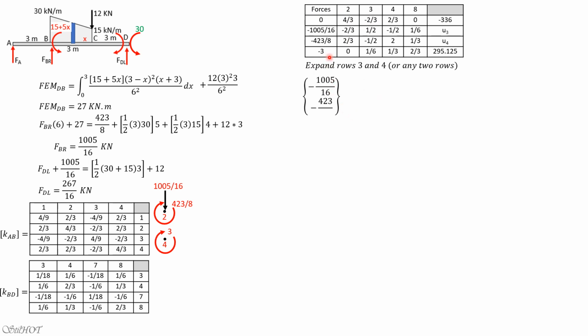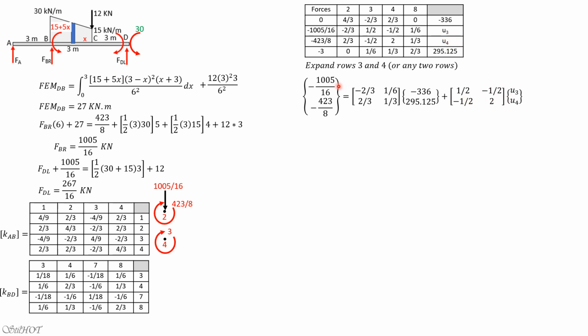So we have negative 1005 over 16 and negative 423 over 8 as loads here, and negative 3. Because we have to expand this, we have negative 2 thirds, 2 thirds, 1 sixth, and 1 third. Columns 2 and 8 are the ones, because only 2 and 8 have displacement, so negative 336 and 295.125, plus this middle 2 by 2 matrix, times U3, U4.